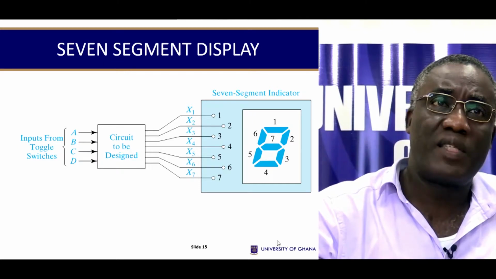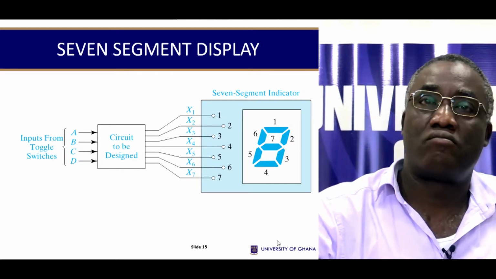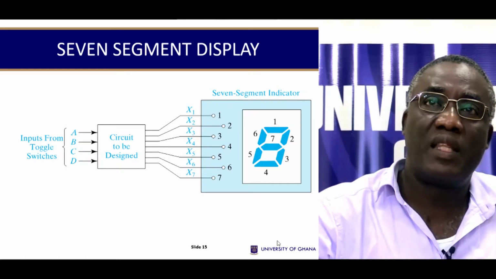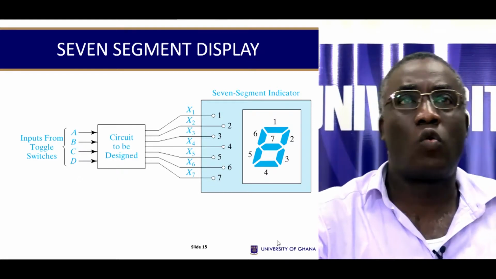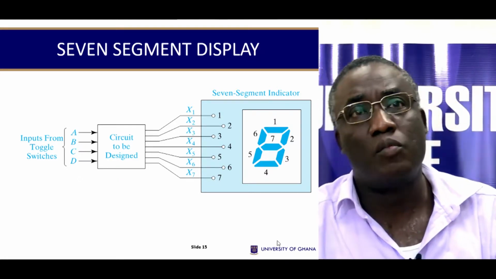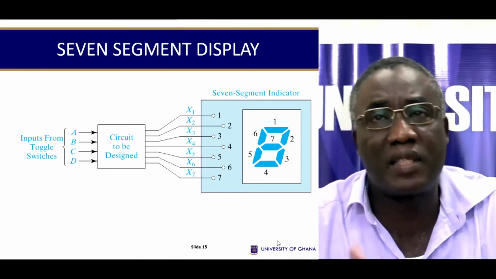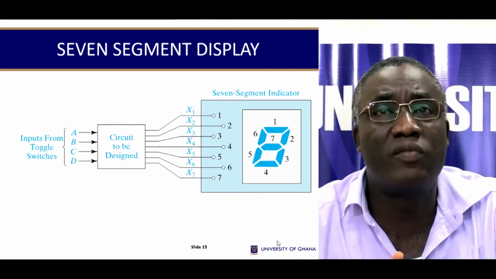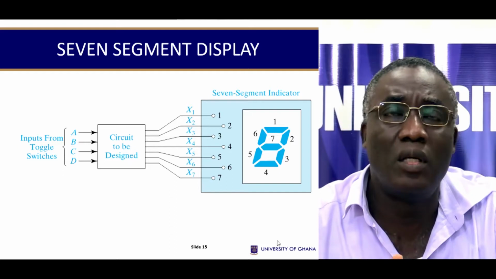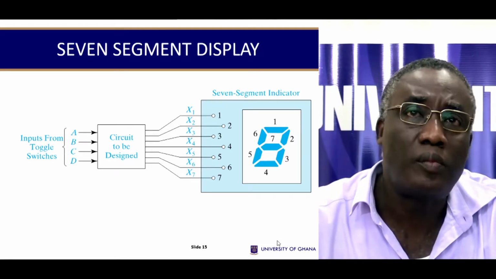Now, 7-segment displays are standard things that you see. Why are they called 7 segments? Because it actually has 7 segments. We use them for display purposes in digital clocks, and so on.